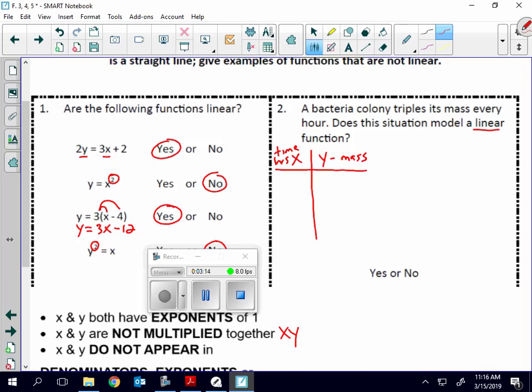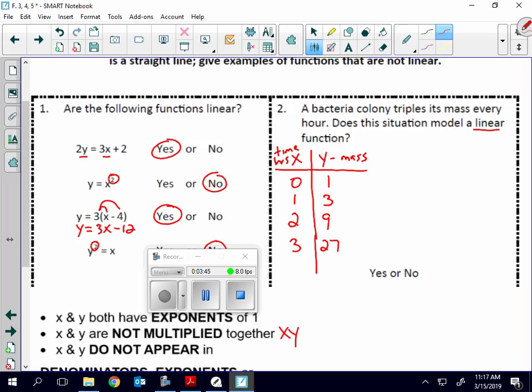So we don't know really what it started with, but we could start with anything. How about at time 0 it started off with a 1? We don't know. Whatever. Okay? Well then every hour it's tripling, right? So if we go up 1 hour, what's triple 1? That's 3 times 1. That's 3. Let's go to hour 2. Well, it's going to triple again. So what's 3 times 3? 9. Let's do one more. At hour 3, it's going to triple again. So 9 times 3 is 27.